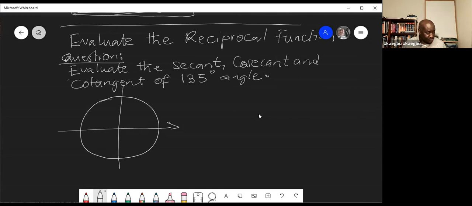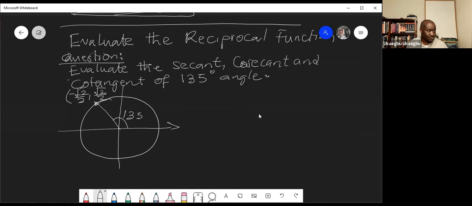So what you need to do is sketch your angle. This is your angle, 135 degrees, and these are the coordinates: negative square root of 2/2, comma, positive square root of 2/2. That's the coordinates.